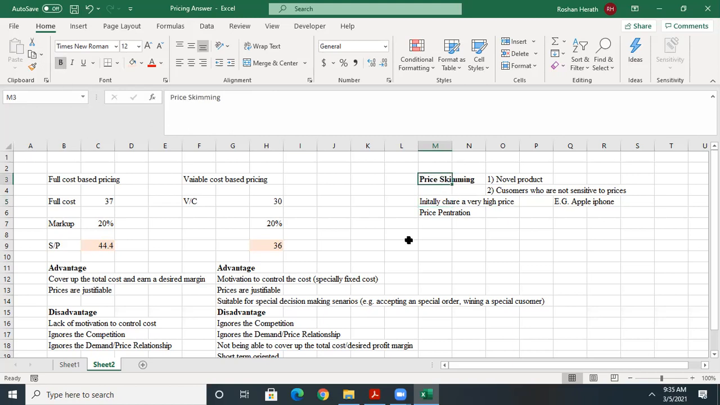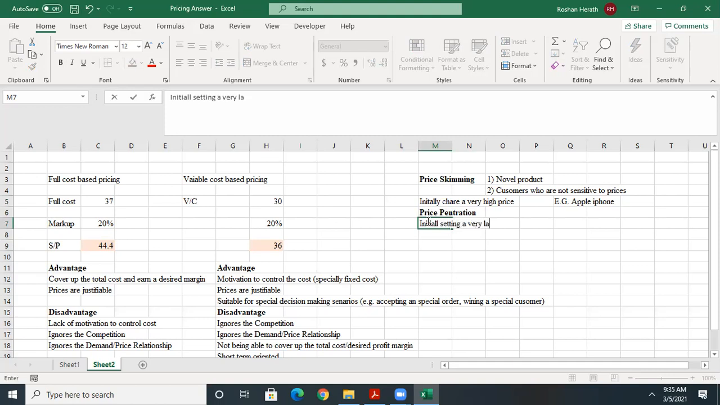Initially set a high price, and as time goes on, you gradually decrease the prices, right? And in contrast, if you take price penetration, what happens is that you are setting a very low price. Initially, you are setting a very low price, right?